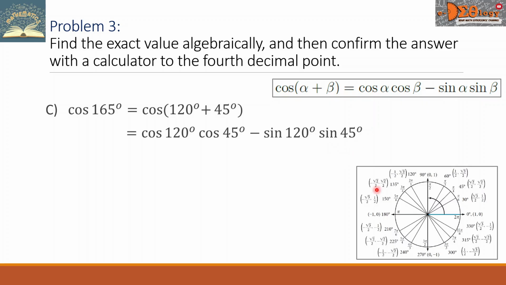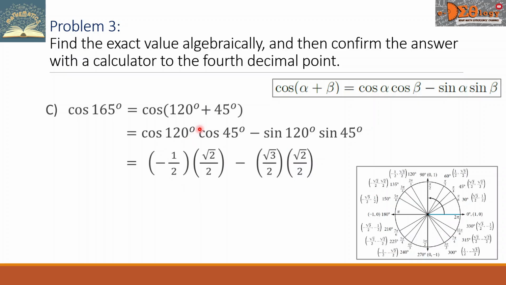With a unit circle, we will get the values. So cosine 120 degrees is negative 1/2. Cosine 45 degrees is square root of 2 over 2, minus sine 120 degrees is square root of 3 over 2 times sine 45 degrees is square root of 2 over 2.